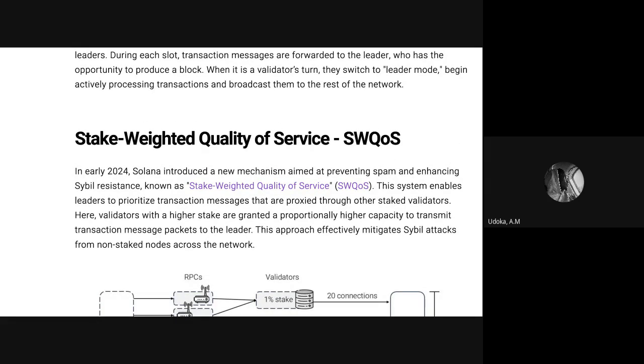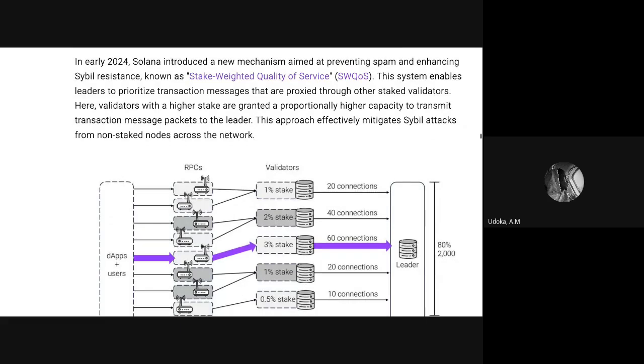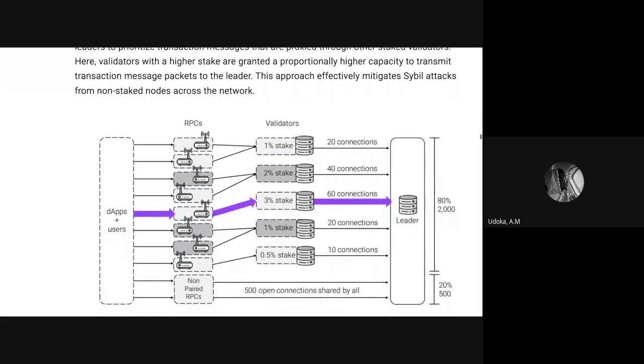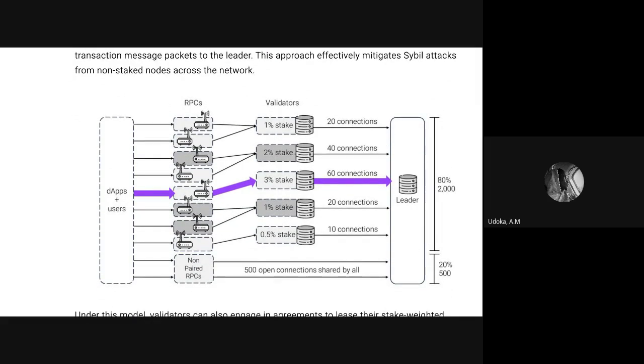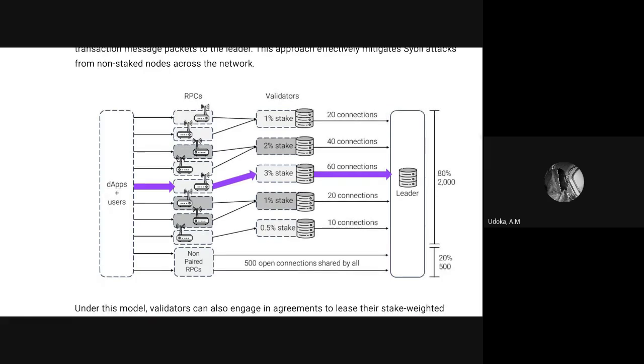Stake weighted quality of service is a model that is being used to decide who takes on the next action. So it's based on who has the most stake. I don't want to dwell on that, but this is more like a diagram of what really happens. The app where the users interact passes information directly to the RPCs, which then take it directly to the validators.